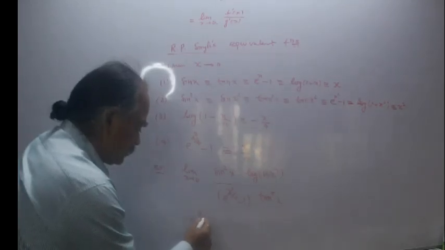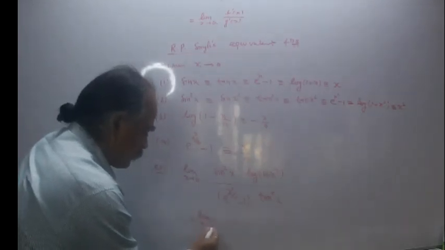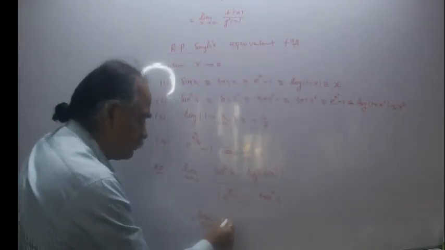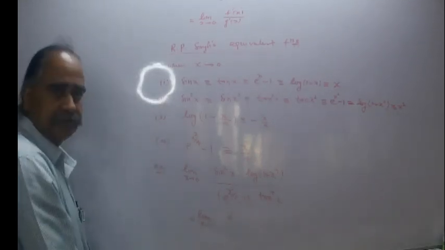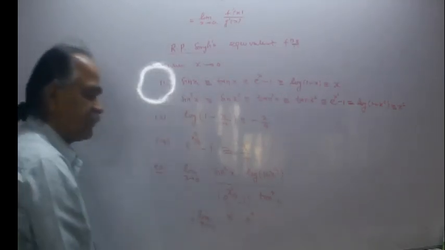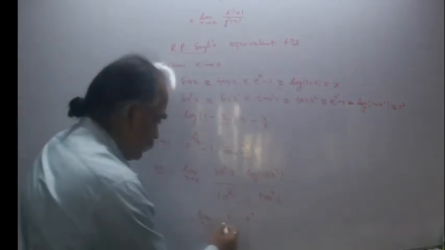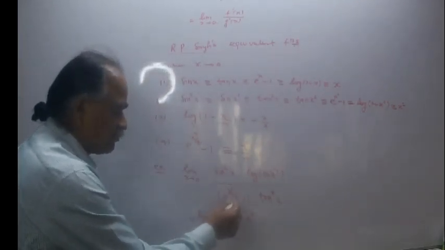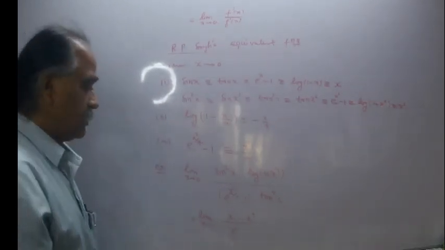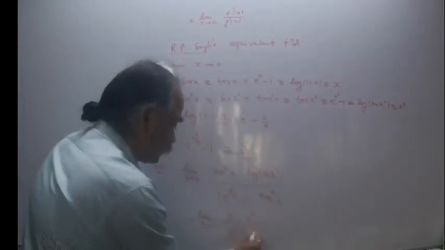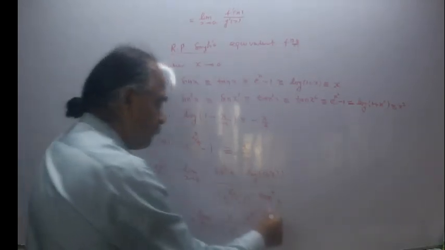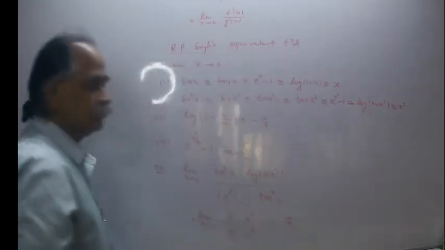Just now I explained R.P Singh's equivalence function. According to that, sin x is equivalent to x, so sin square x will be equivalent to x square. Log 1 plus x raised to 4 is equivalent to x raised to 4. e raised to x square by 2 minus 1 is equivalent to x square by 2, and 10 raised to 4x is equivalent to x raised to 4. Now x square and x raised to 4 will get cancelled, 2 will go up. So the final answer of this limit is 2.